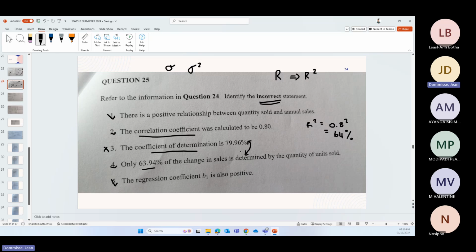So the same with this one, you could identify the link between the correlation coefficient and the coefficient of determination. Because they gave you that third one, you know that those two need to be similar. So one of them is wrong. Then we know option 2 is correct. So because that is correct, we can determine what R square is.